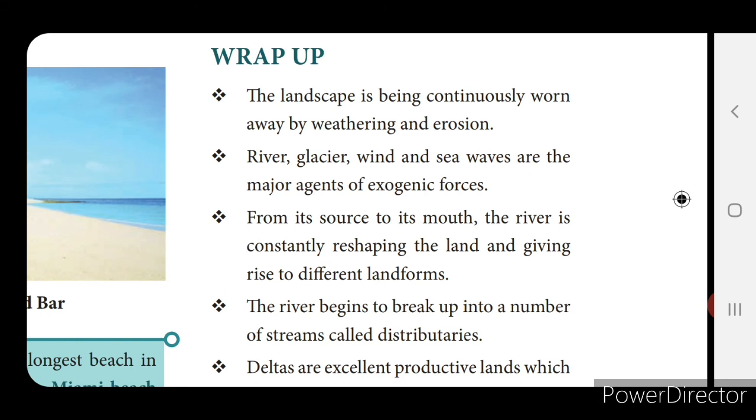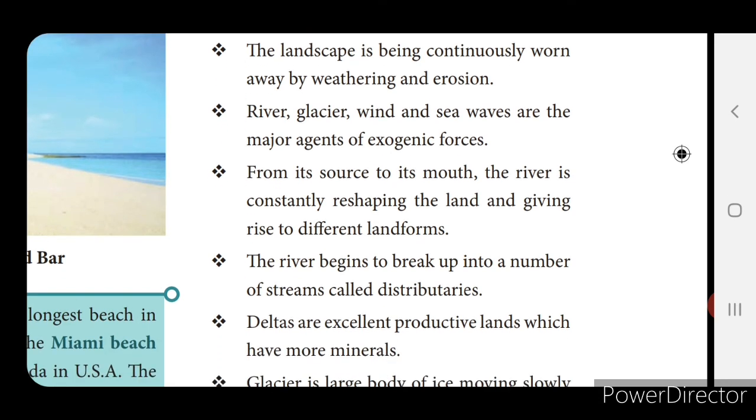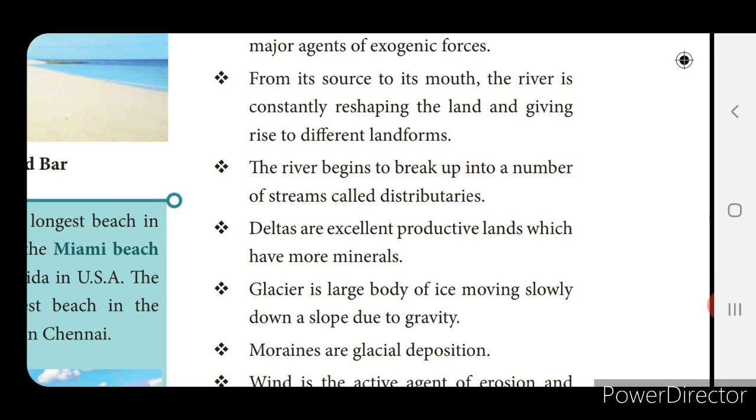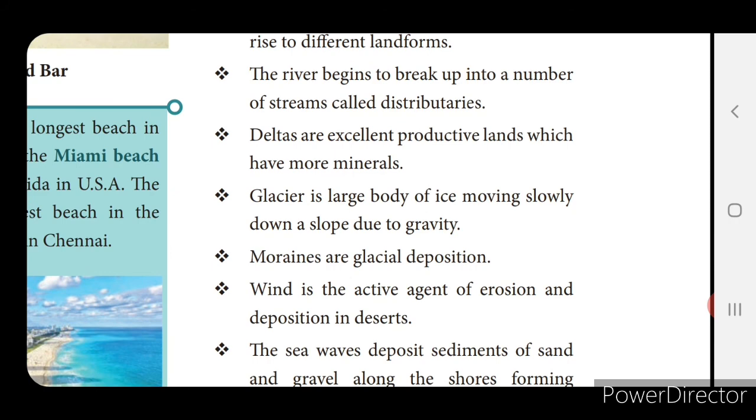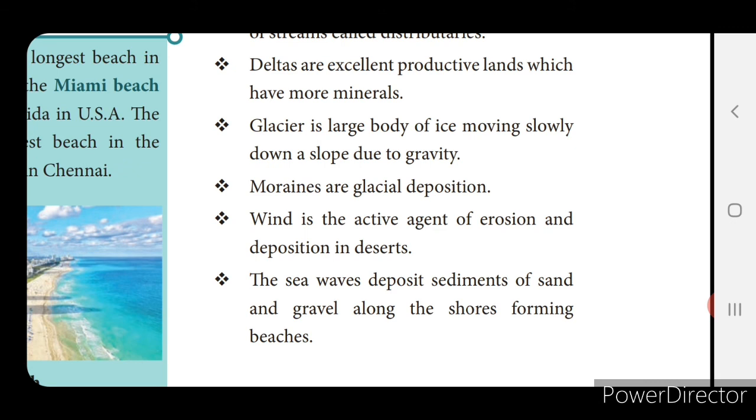V-shaped valley. Yes, we have seen some examples here, and the river begins to break up into a number of streams called distributaries, and deltas are also excellent productive lands which have more minerals. Glacier means a large body of ice moving slowly down a slope due to gravity. Moraines are glacial deposition. Next one is wind. Wind is the active agent of erosion and deposition in deserts. Because of wind erosion and deposition, we have seen mushroom rock, inselberg and all.